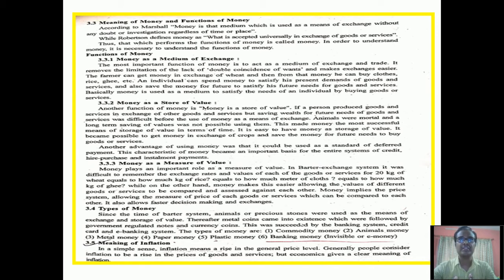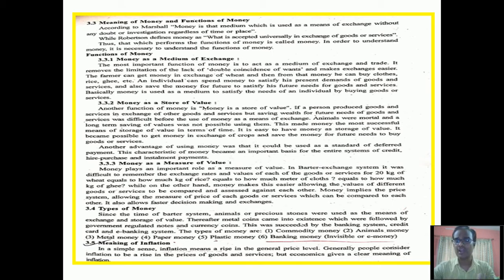So the first condition is exchange without doubt and without any investigation, regardless of time or place. Whatever the time, whatever the place, if the money is acceptable without any doubt to any trader or exchange person, that is the quality of money. So Marshall said that money is that medium which is used as a means of exchange without any doubt, while Robertson defined money as what is acceptable universally in exchange of goods and services. Those commodities which are universally accepted are called money.